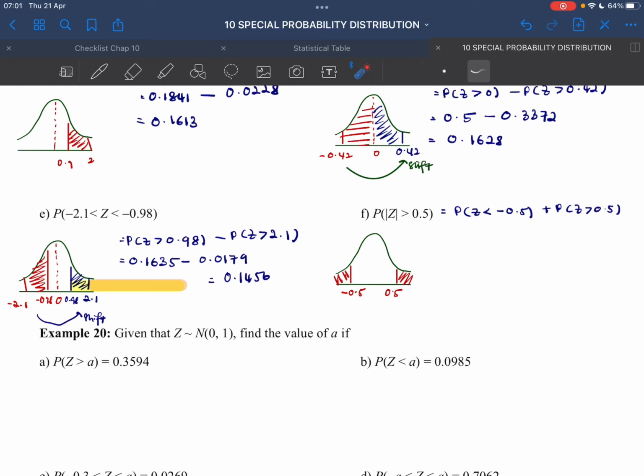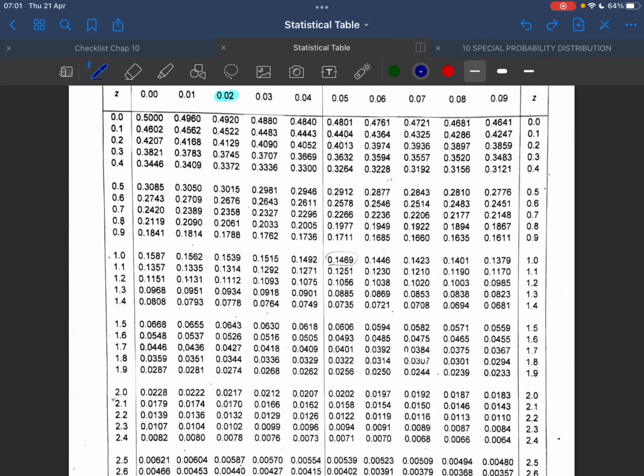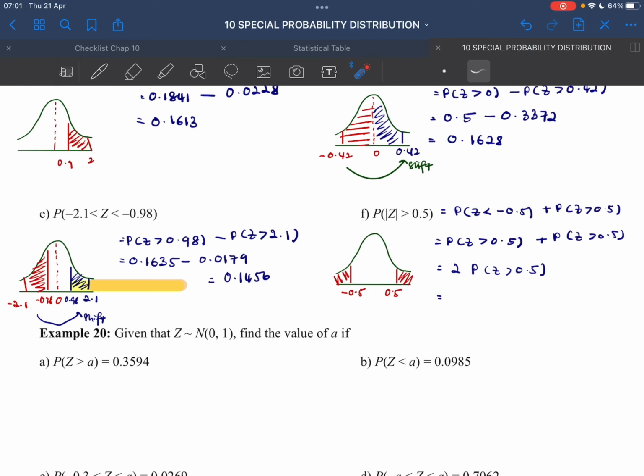Okay, so this one doesn't matter. Kita boleh terus tengok table, but this one we have to change first to z greater than 0.5. So we have 2 times P(z greater than 0.5), which will simply be equal to 2P(z greater than 0.5). Okay, so sekarang cari 0.5 dalam table kita. We have 0.50, which is 0.3085. 2 times 0.3085, and the final answer is 0.617.